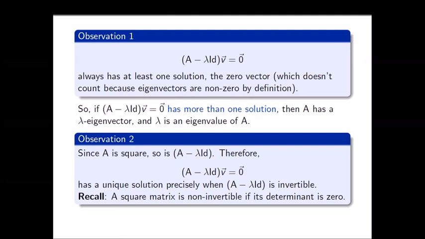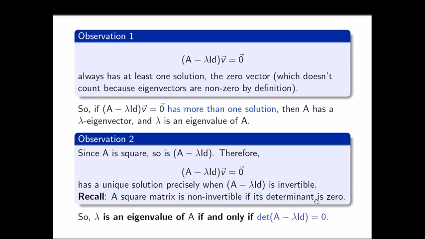And the second observation is that A minus lambda I is a square matrix because A is a square matrix, and therefore the matrix equation given by (A minus lambda I) times v equal to 0 has a unique solution precisely when A minus lambda I is invertible. So when it's not invertible, this matrix equation is going to have more than one solution, and that's what we want. And using the relationship between invertibility and determinant, we get that lambda is an eigenvalue of A if and only if the determinant of A minus lambda times identity is 0.